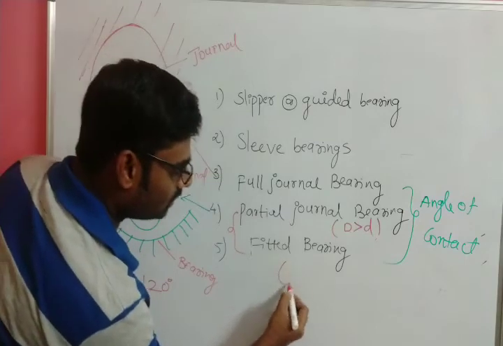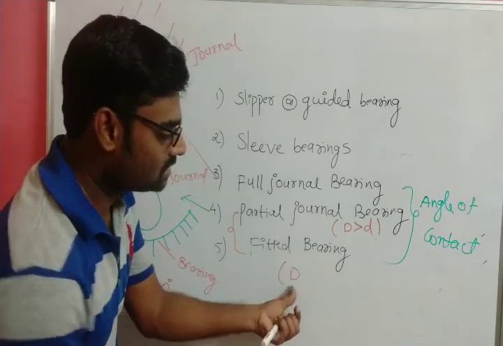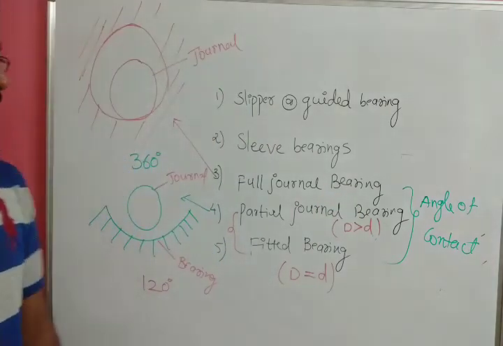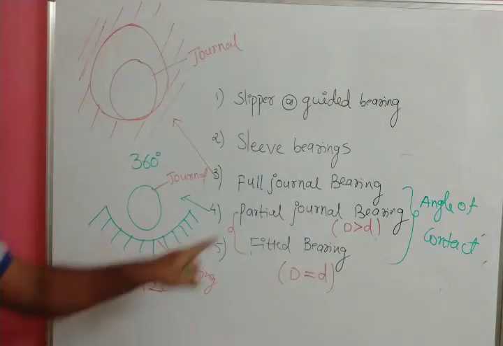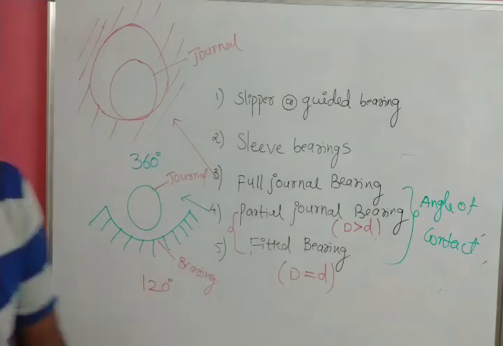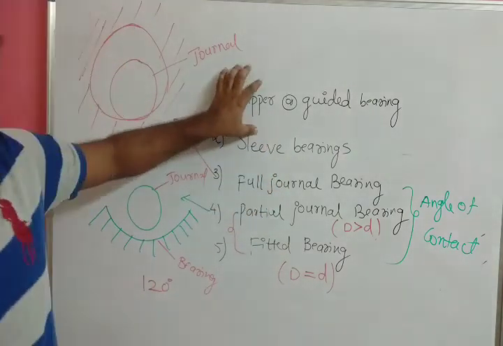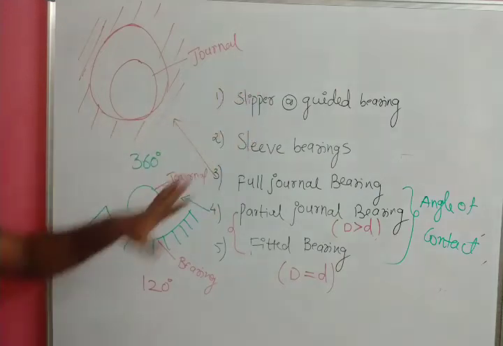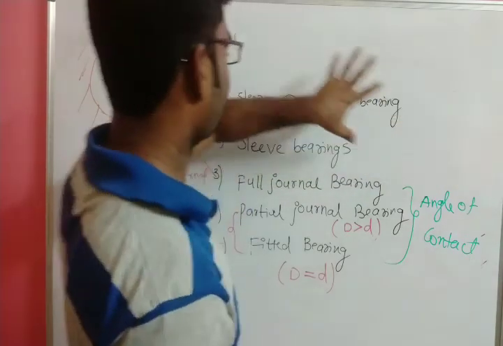In the case of fitted bearings, the diameter of the bearing is equal to the diameter of the journal. So that is the difference between partial journal bearing and fitted bearings. What is the definition of slipper? The sliding action is guided in a straight line, so that is known as slipper.